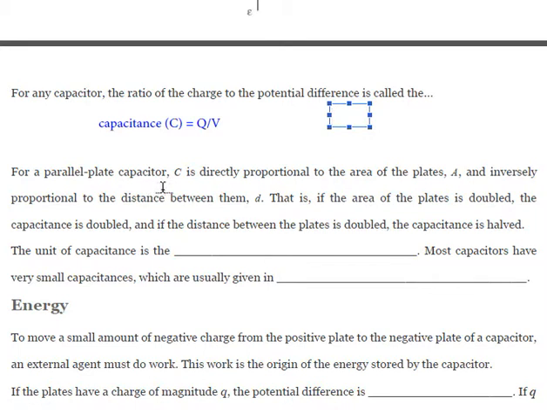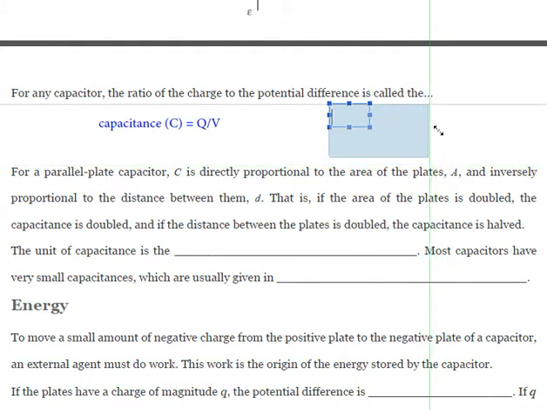If we have a parallel plate capacitor, then C, the total capacitance, is directly proportional to however big your plates are, so the area of the plates, and inversely proportional to how far apart they are. We'll call that distance D. So say if we double the area of the plates, then we double the capacitance. If we double the distance between the plates, then the capacitance is halved.